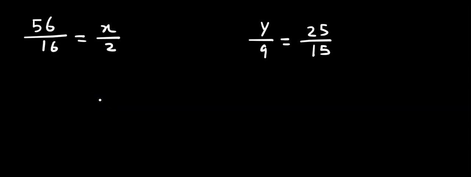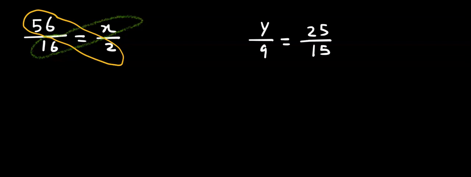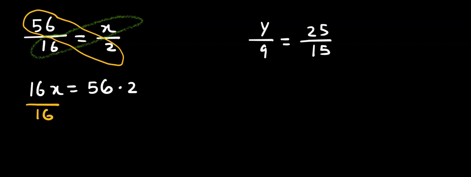Alright, the next skill we're going to review is called cross multiplication because we're going to find cross product. 16 times x, 16x. 56 times 2. Alright, we're just going to do your traditional way and cancel out the common factors. Therefore, we're going to divide by 16 each side. Okay, continue, do your multiplication. 56 times 2 first, then divide by 16. And we have x is 7.